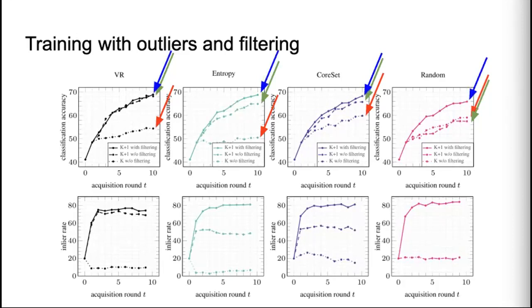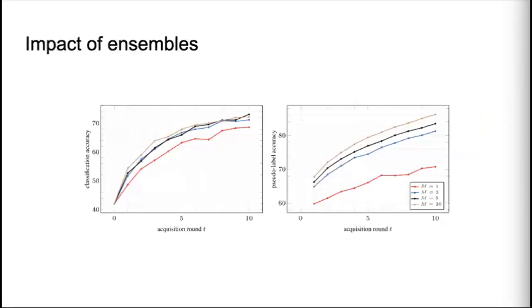Next, we analyze the necessity of the outlier filtering before the acquisition. We see that outlier filtering significantly improves the results for the random acquisition and much less for others. For entropy and coreset acquisition, there is an improvement from outlier filtering, while for variance ratio acquisition, there is no difference between filtering and no filtering. Therefore, outlier filtering is a beneficial component.